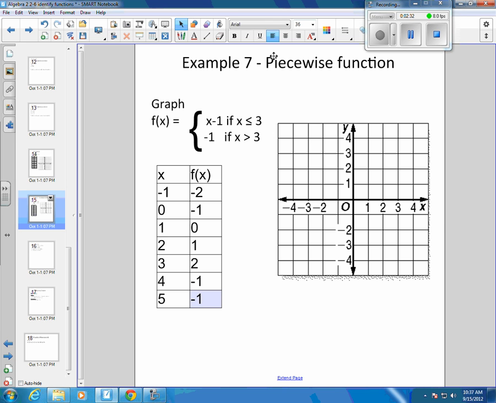So let's take a look at what that looks like when we graph it. So -1, -2. I want 0, -1. I want 1, 0. I want 2, 1. And I want 3, 2, and that is definitely a closed circle there. Then anything greater than 3, from this point on, I want my y value to be at -1. So I'm going to have an open circle here, and everything else is at -1.